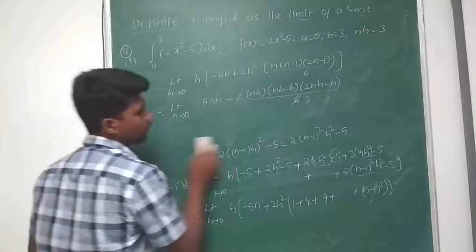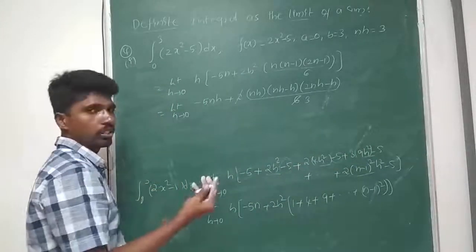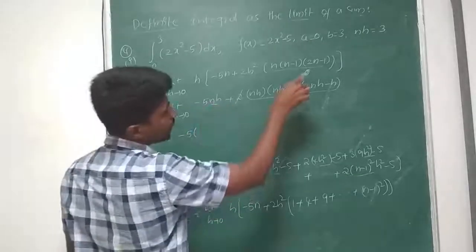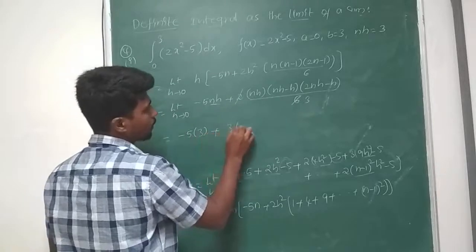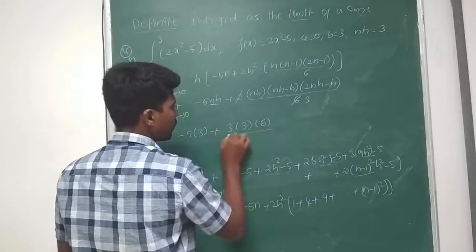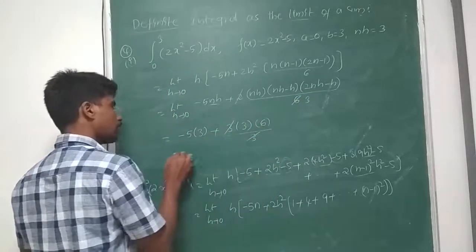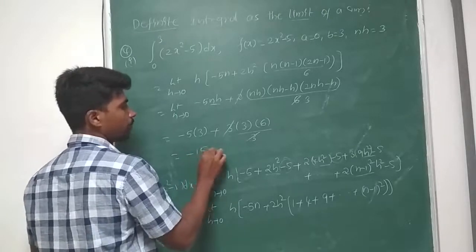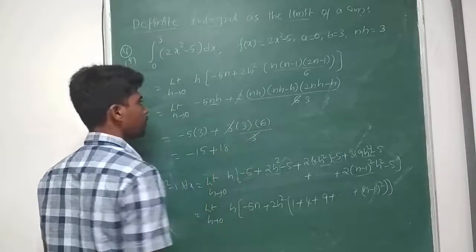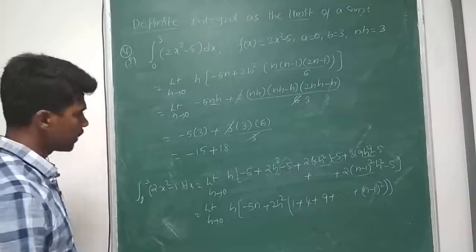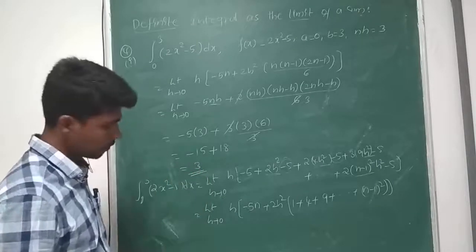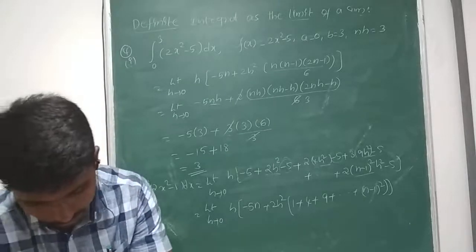Now if I start evaluating the limit, with h tending to 0 and substituting, I get minus 5 into nh, whose value is 3, plus 3 into 3 minus 0 which is 3, 2 3s are 6, 6 minus 0 is 6, whole divided by 3. So the 3s get cancelled: minus 5 3s are 15, plus 6 3s are 18, so minus 15 plus 18 is nothing but equal to 3. The answer of the given integral is plus 3. Okay, after this write down the next question.